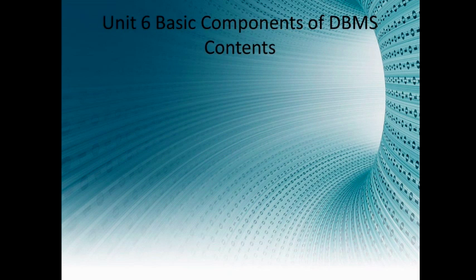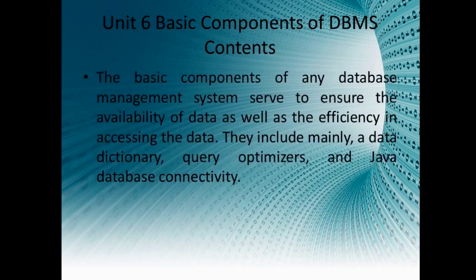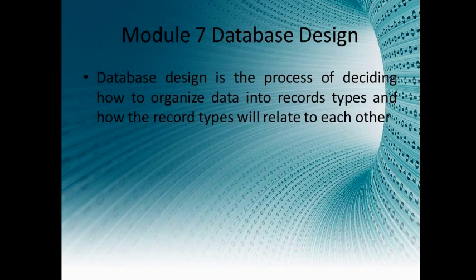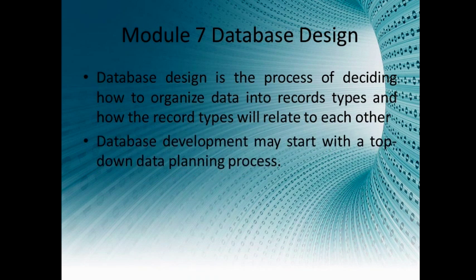Basic concepts of DBMS components. The basic components of any database management system serve to ensure the availability of data as well as the efficiency in accessing the data. They include mainly a data dictionary, query optimizers, and Java database connectivity. Database design. Database design is the process of deciding how to organize data into record types and how the record types will relate to each other. Database development may start with a top-down data planning process.